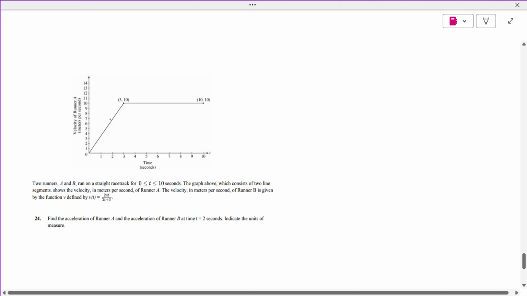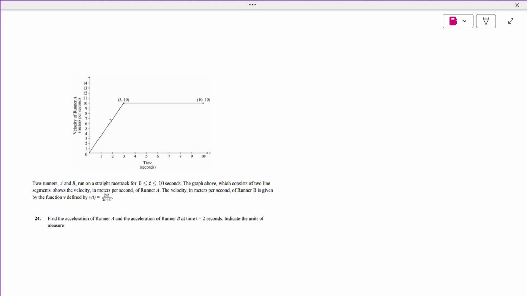Question 24. There are two runners. Runner A's velocity is given by the graph. The velocity of the second runner is given by v of t. For runner A, we need to find the acceleration at 2. Well, at 2, you will use this point and this point. This is 0 and 0, and this is 3 and 10. So it will be 10 minus 0 over 3 minus 0, because the acceleration is the slope of the tangent line for the graph of the velocity.